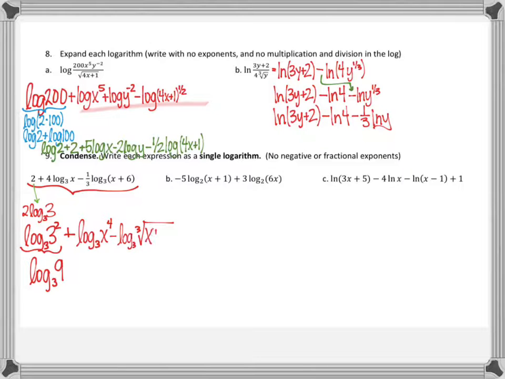Whoops, I skipped the x to the 4th there. Have it for us, and moving the coefficients into exponents or radicals. So I erased our log base 3 and 9 because I'm going to put everything together right now. So I'll have log base 3, 9 gets multiplied by the x to the 4th because that was addition.